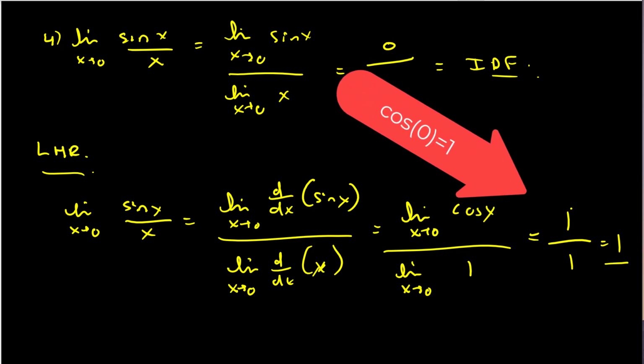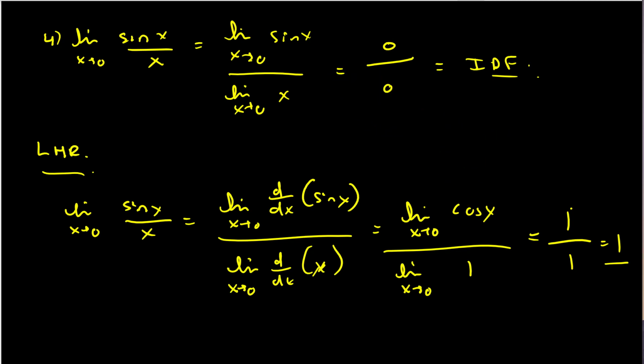So you can see how we transform the kind of difficult limit of indeterminate form of 0 over 0 to using L'Hopital's rule and getting an answer of 1.